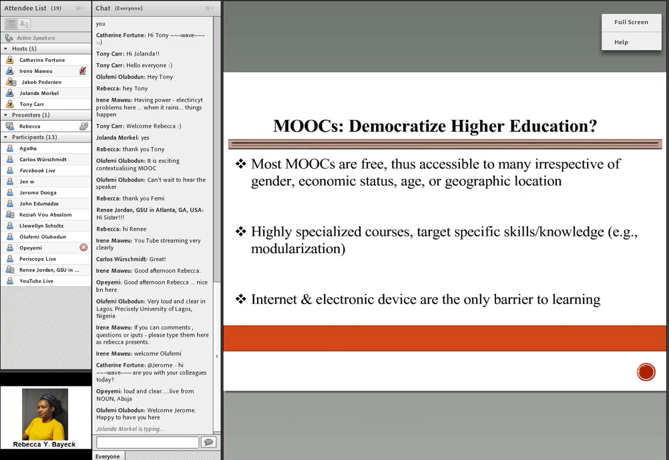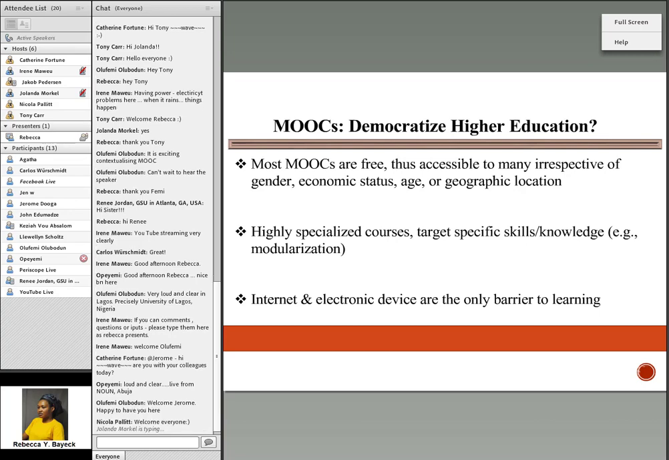And of course, internet-enabled electronic devices are the only barrier to learning. Why am I putting that there? Because if you don't have that internet connection, if you don't have a computer or a tablet, then that will be a challenge. And that brings me to the African context. So how can we harness the potential of MOOCs to fit the specific needs of learners on the continent?